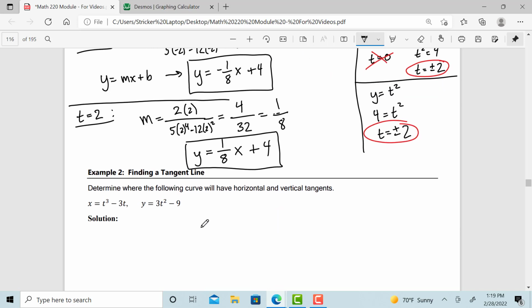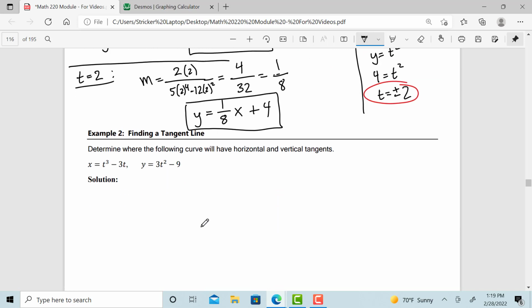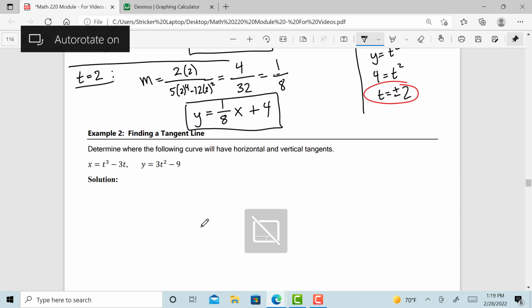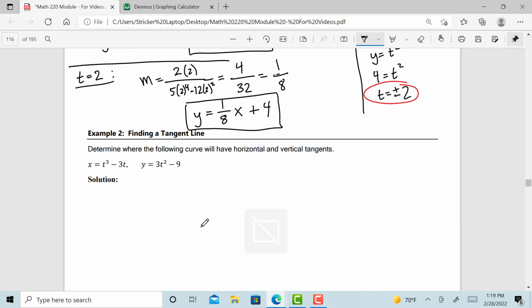Example 2 is again about finding the equation of a tangent line. This one's presented a little bit different though. It says determine whether the following curve will have horizontal and vertical tangents. Well, in order to have horizontal and vertical tangents, we are going to need to know something about what that means, right? So what does it mean if we have a horizontal tangent line?